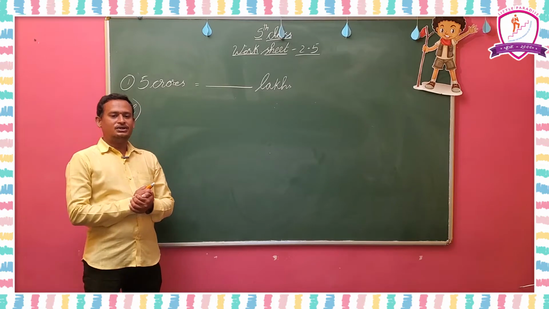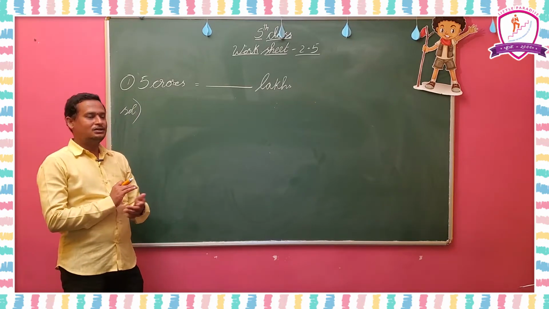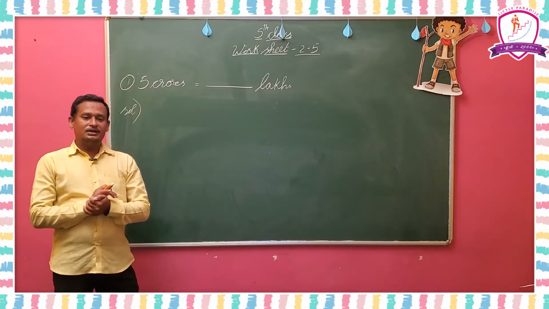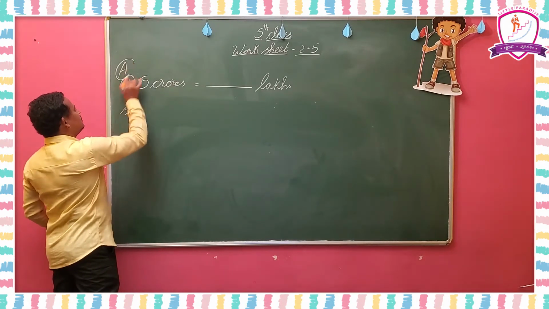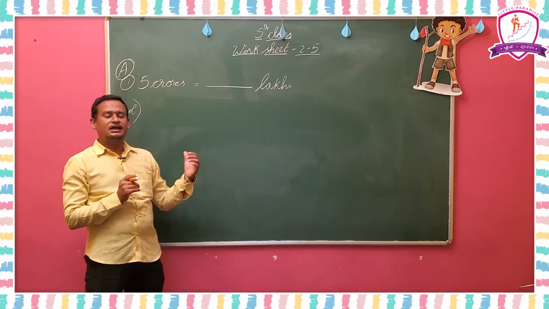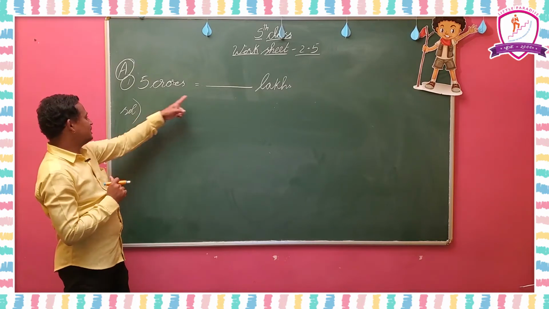Coming to worksheet 2.5, all of you open your application books and worksheet 2.5. Here we are going to discuss A Roman. In A Roman, I am going to explain the first sum. Here A Roman is fill in the blanks. You have to fill the blanks with correct answers.